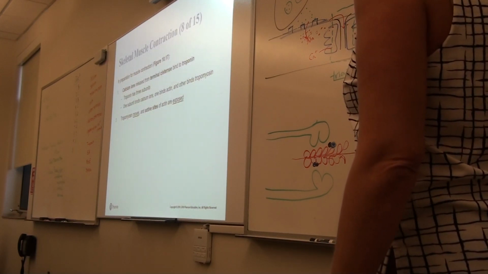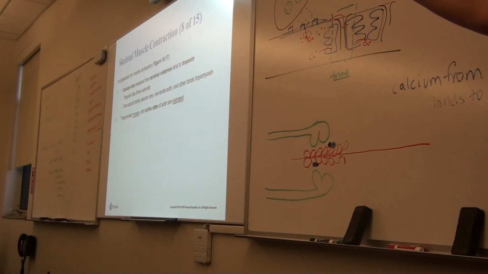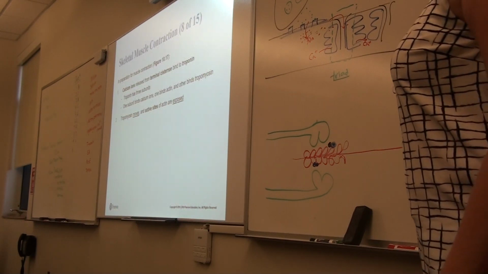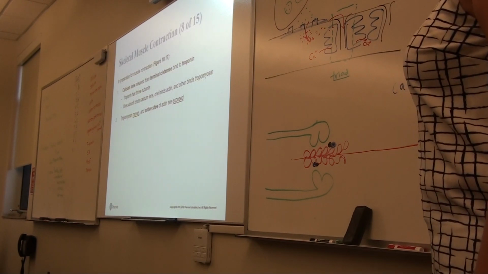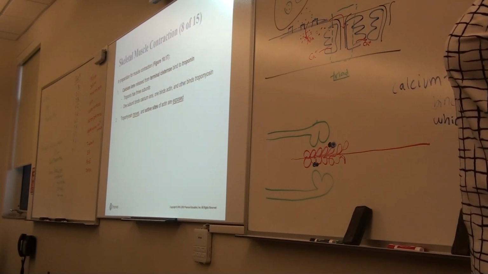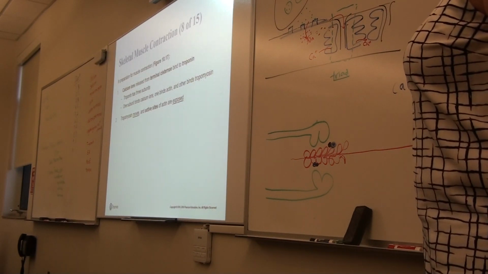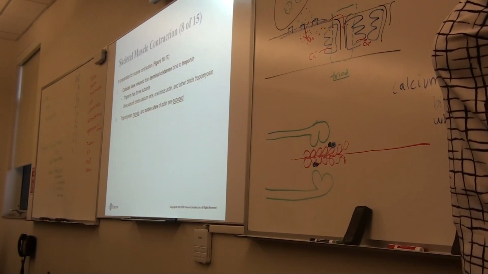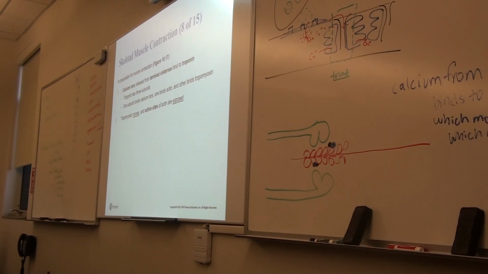You can do the same thing with all of these words that we did at the beginning of lecture. Summarize. See if you can rewrite it in your own words, right? Calcium from the SR binds to troponin, which moves tropomyosin, which reveals the active site. Right, the active site on the actin.